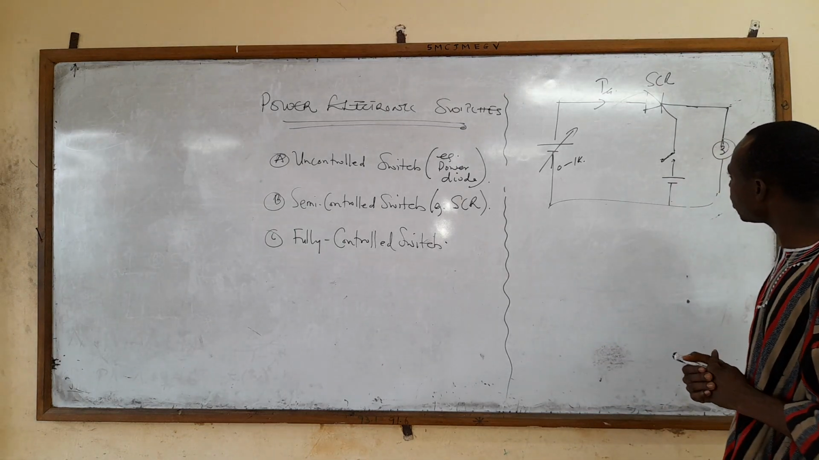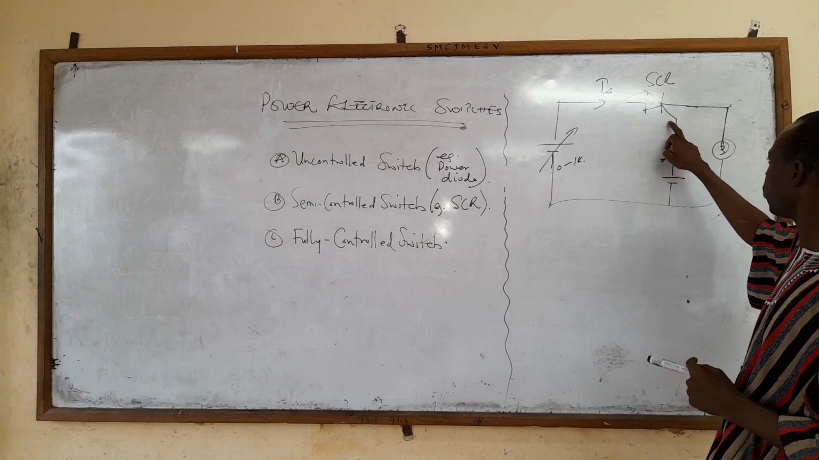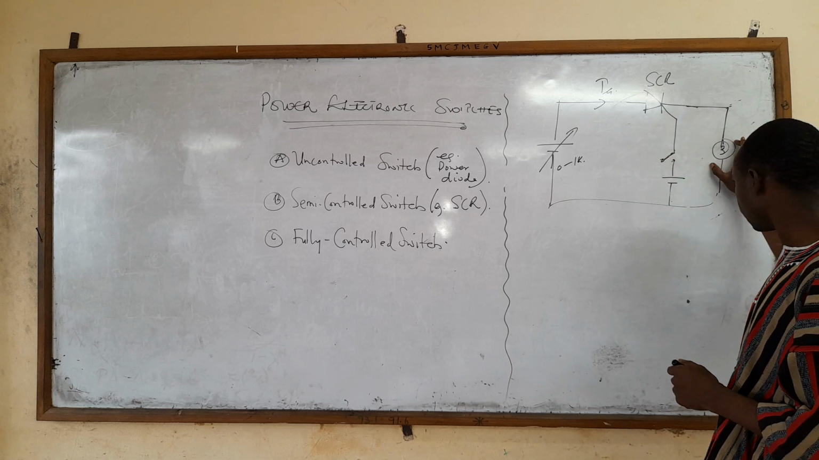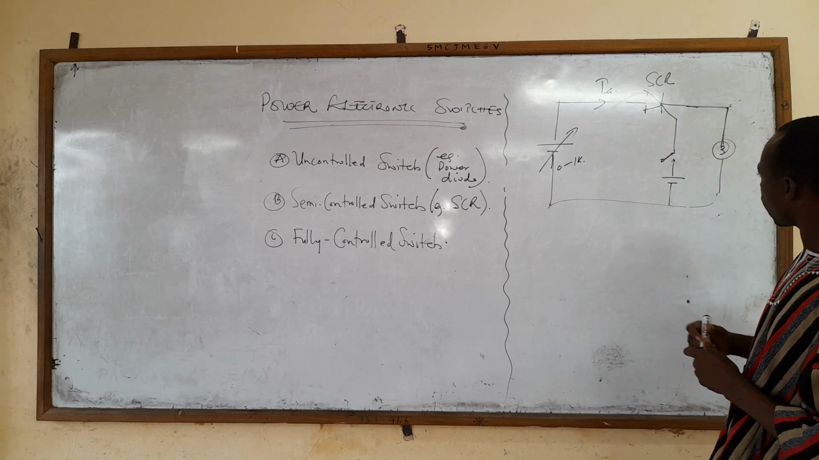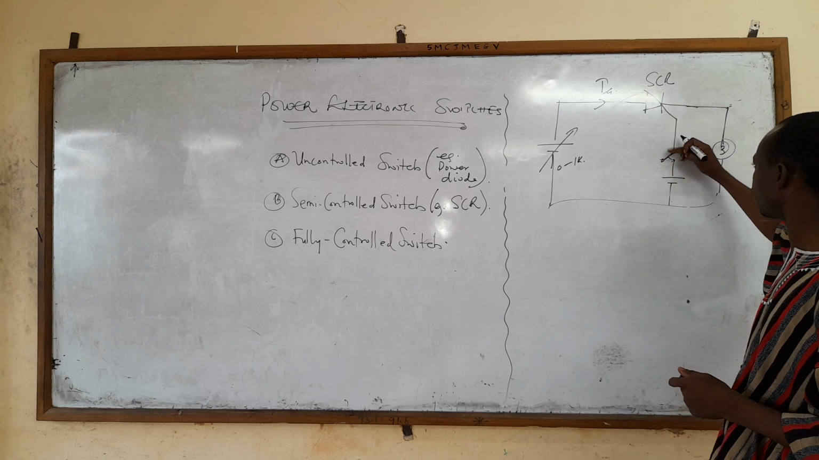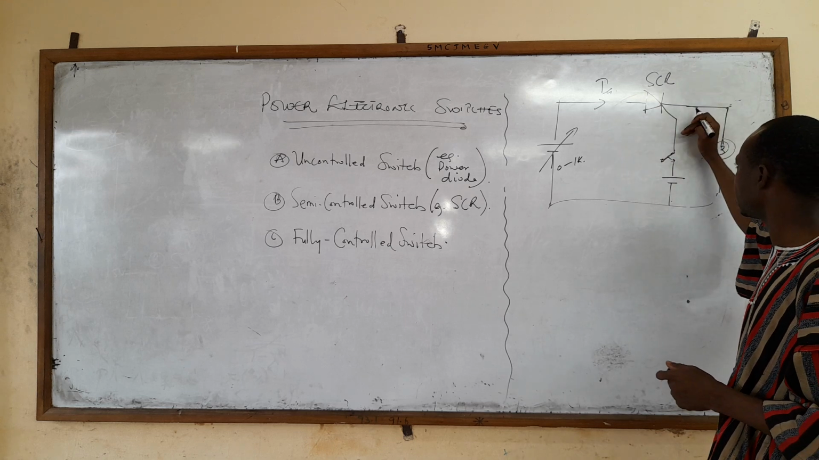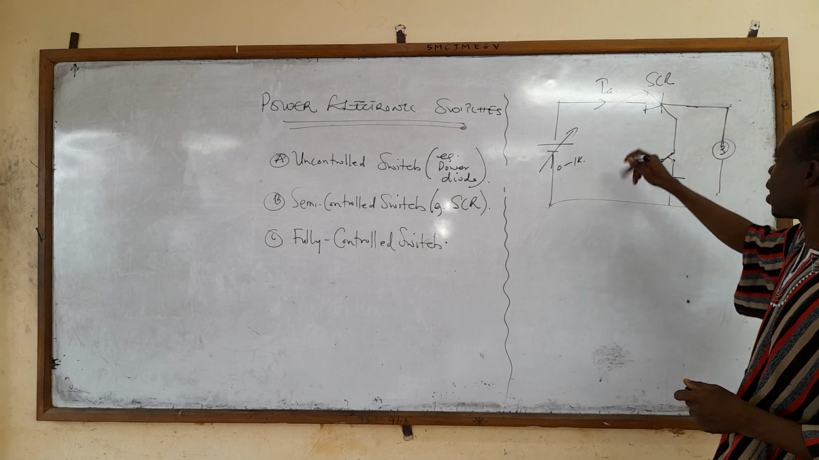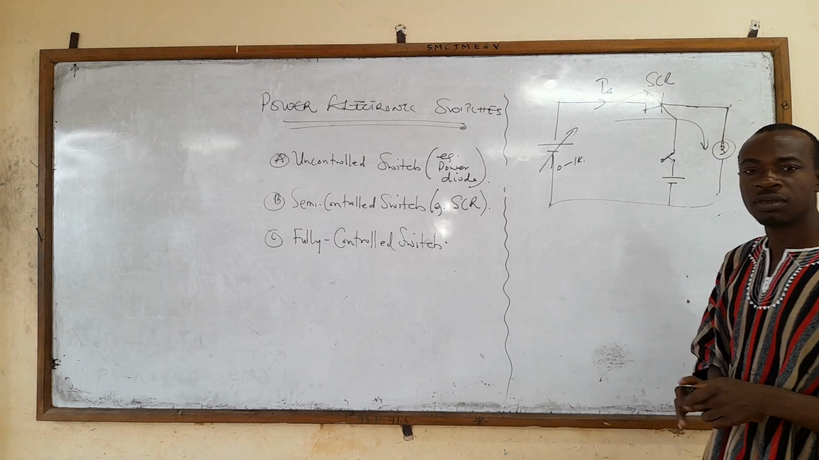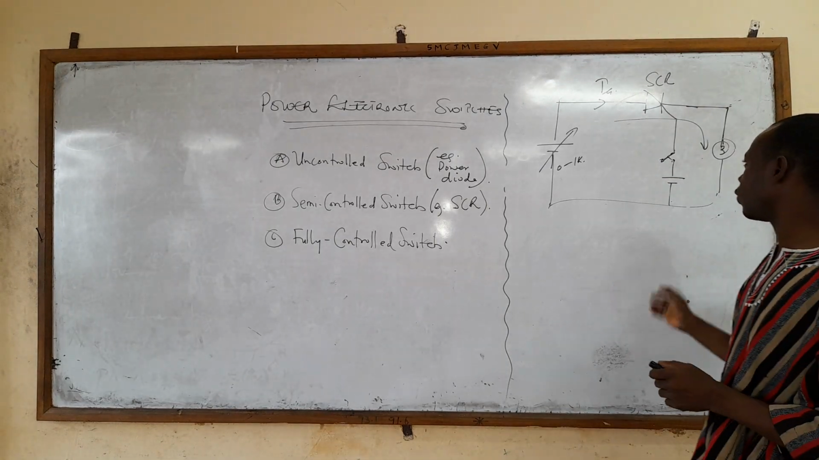Now, let's see. For some time, you will see that this SCR will still be off, and this lamp will also still be off. But when we give a pulse of voltage at the gate, immediately we do that, the SCR turns on, and it allows anode current to flow.